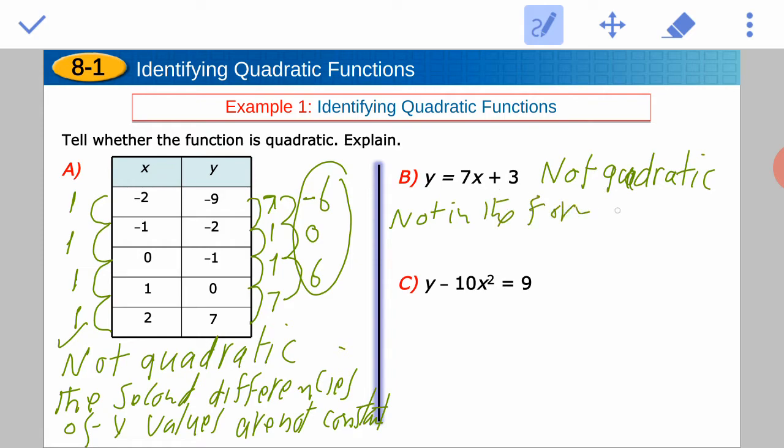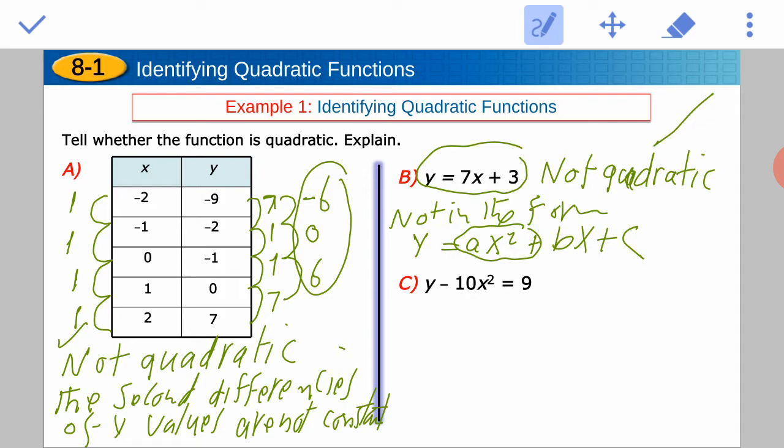Do you remember the standard form of a quadratic function? y equals ax squared plus bx plus c. Guys, there is no x squared term, and this is the most important condition to be a quadratic function. Actually, guys, this function is a linear function. You studied linear functions before, and they are represented by a straight line, not by a parabola. The last part of this example, y minus 10x squared equals 9. Guys, notice that y is not isolated.